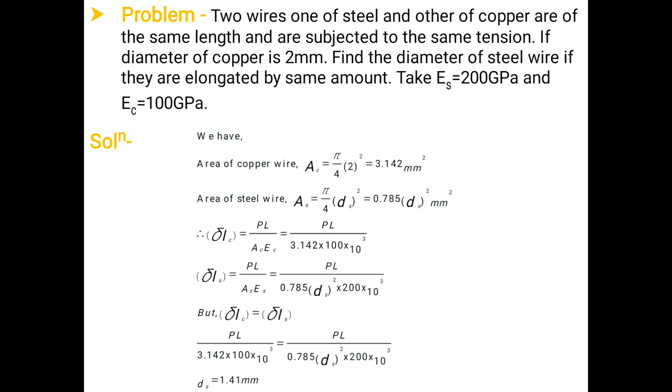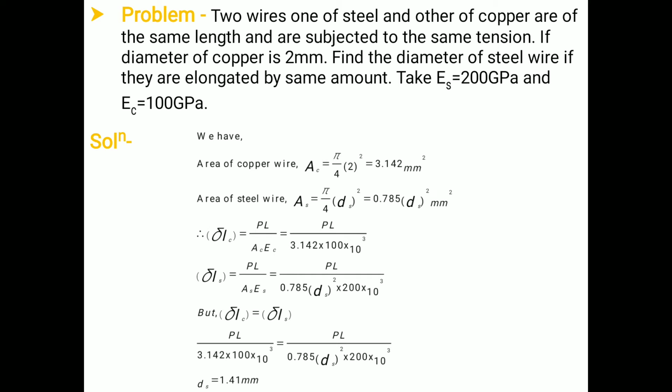In today's lecture, again we are going to discuss the numericals which are based on the concept of stress and strain and the concept of elongation of the body. The statement of the numerical is: there are two wires, one of steel and other of copper, of the same length and subjected to the same tension. If the diameter of the copper is 2 mm, find the diameter of steel wire if they are elongated by the same amount. Take Es equal to 200 GPa and Ec equal to 100 GPa.